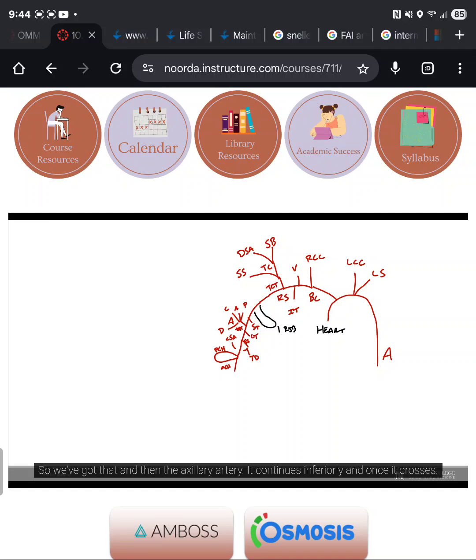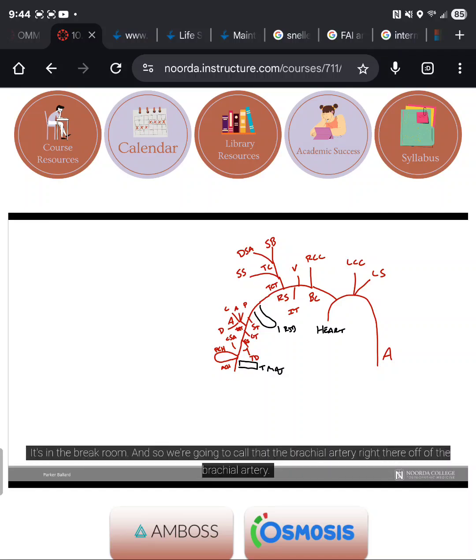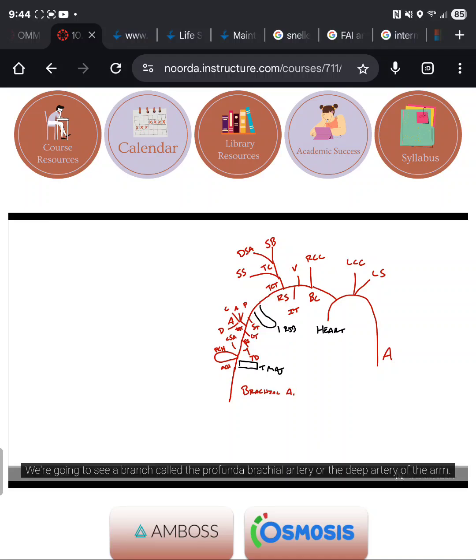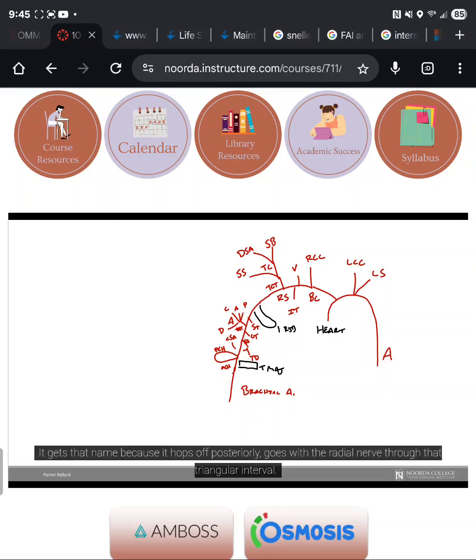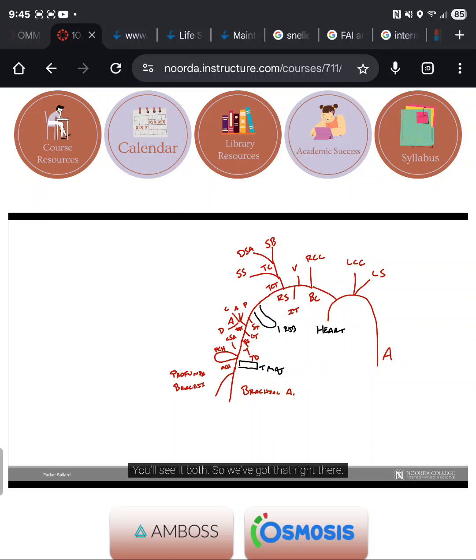And then the axillary artery continues inferiorly. And once it crosses the inferior border of teres major, it's still one continuous artery, but it's now in a different region. It's in the brachium. And so we're going to call that the brachial artery right there. Off of the brachial artery, we're going to see a branch called the profunda brachial artery, or the deep artery of the arm. It gets that name because it hops off posteriorly, goes with the radial nerve through that triangular interval, and then it goes into the posterior brachium. So again, the profunda brachial artery, or profunda brachii artery, you'll see it both. So we've got that right there.